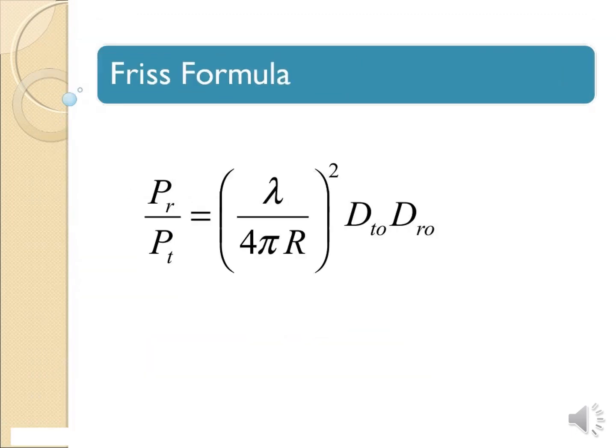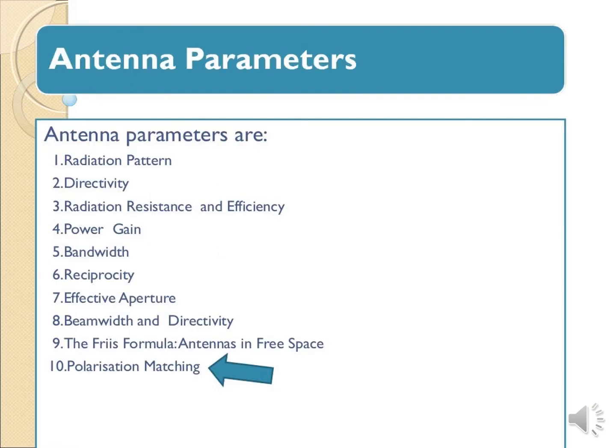Next is the Friis formula. You can see how the Friis formula works: the power received over the power transmitted is given as lambda by 4 pi r, the whole squared, times dt naught and dr naught, which are the transmitted directivity and the received directivity.